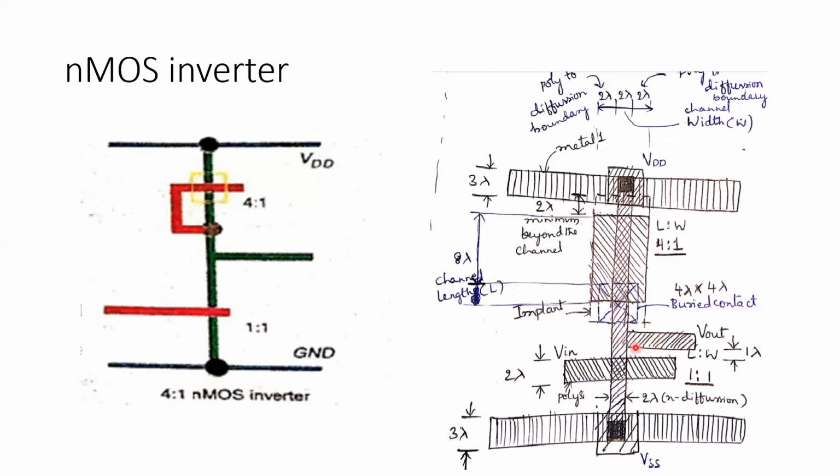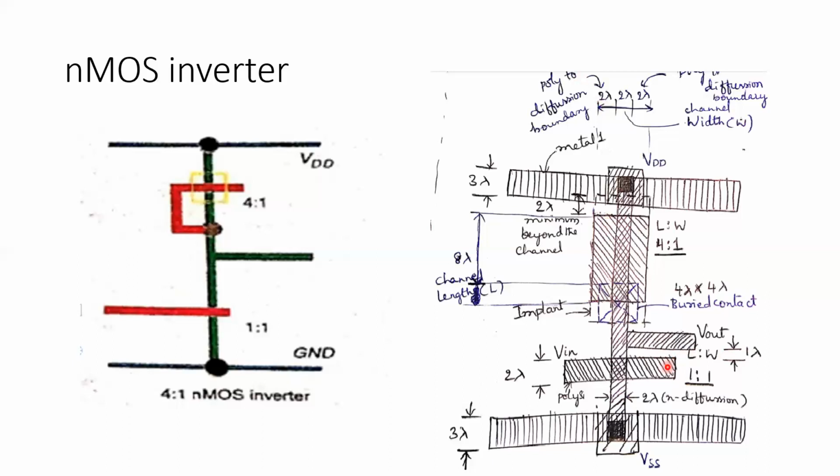And coming to the enhancement type MOS transistor, again polysilicon layer is crossing the N diffusion layer with the width of 2 lambda. Similarly, N diffusion are also having the width of 2 lambda, and the separation between the polysilicon and the diffusion should be of 1 lambda. Separation between polysilicon and diffusion layers should be of 1 lambda, but polysilicon to diffusion boundary should be of 2 lambda. Don't get confused with that.